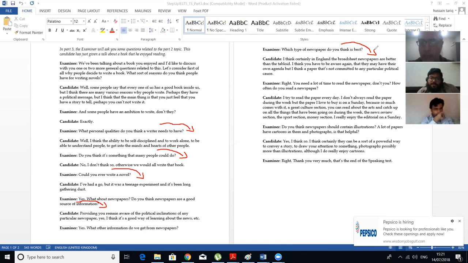Do you think newspapers should contain illustrations? A lot of papers have cartoons in them and photographs. Is that helpful? Yes, I think so, because nowadays everyone gets attracted towards photographs or illustrations, which help them understand what exactly has happened, or what exactly the writer or the author is trying to say in his article. So yes, it is very crucial. Yeah. Right. Thank you very much.